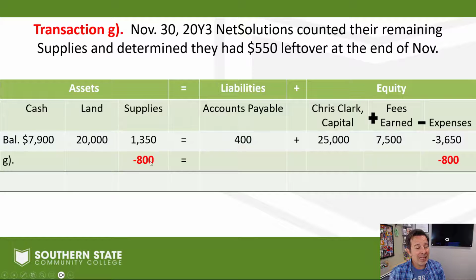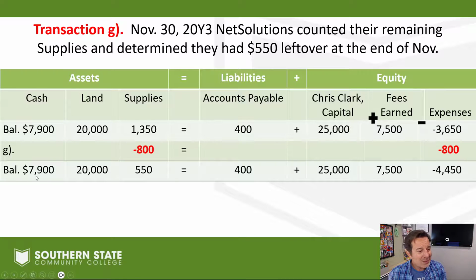We've used up $800 of supplies, and therefore we have $800 in supplies expense, right? We still have some supplies left on hand, but we've used up some. So that $800 represents what we've used up. Our supply balance goes down, and we reflect the fact that we've used $800 of supplies or incurred an $800 supply expense during the month.